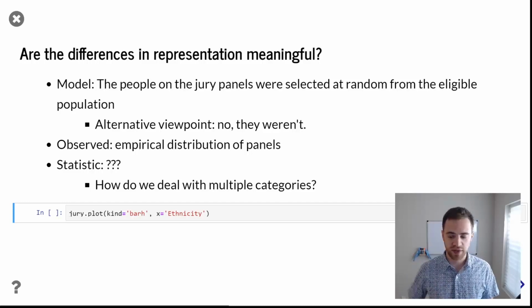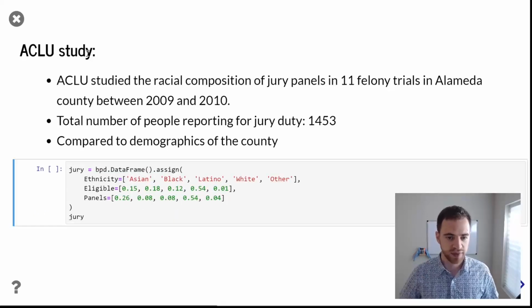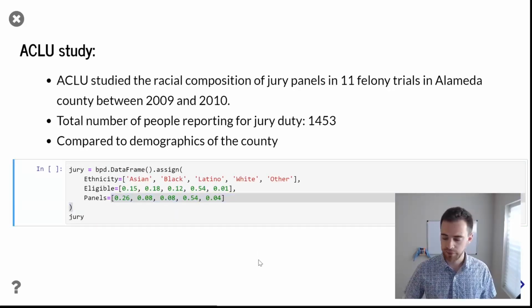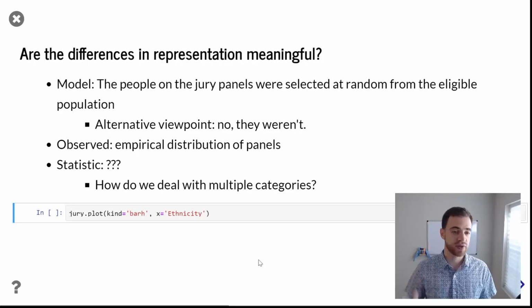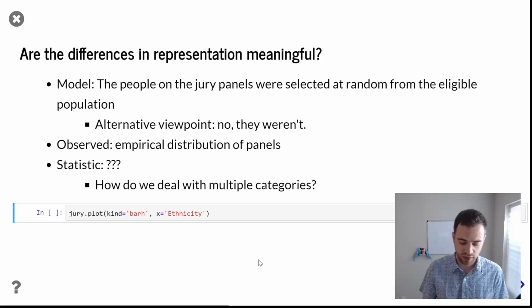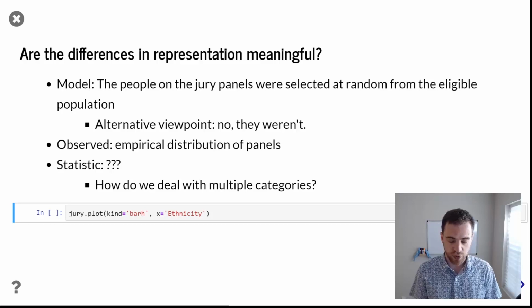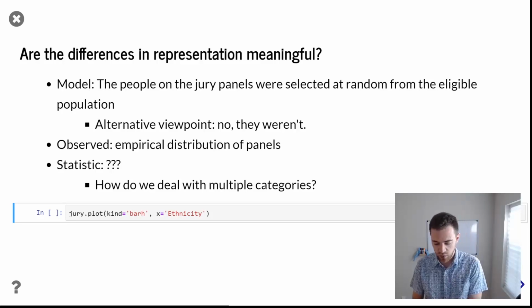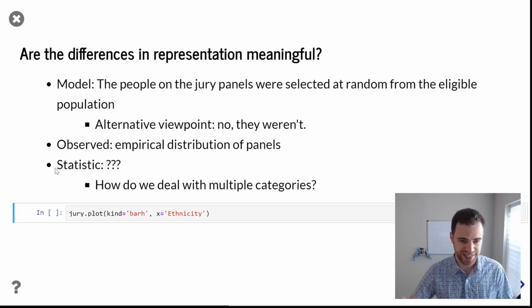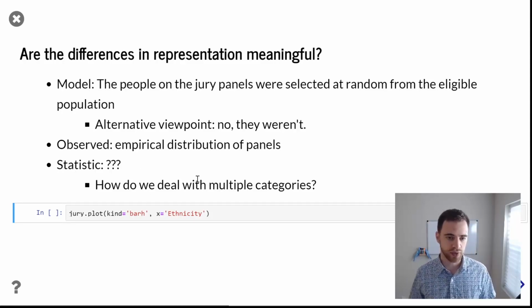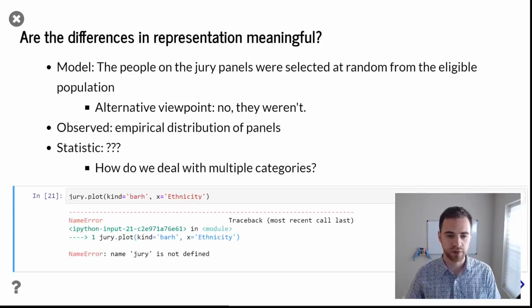What we observe here is an empirical distribution. This is what the ACLU went out and measured. And the question is, how different is it from the proportions in the population? So the question is, how do we measure that difference? We need a statistic here, a number that quantifies that difference. And that's what we'll talk about here in a second.